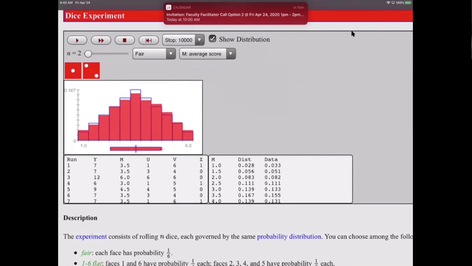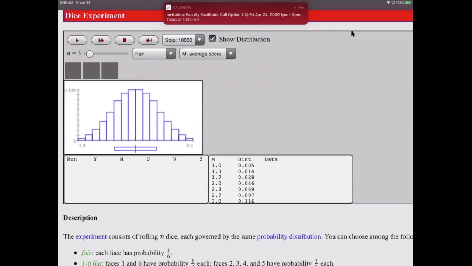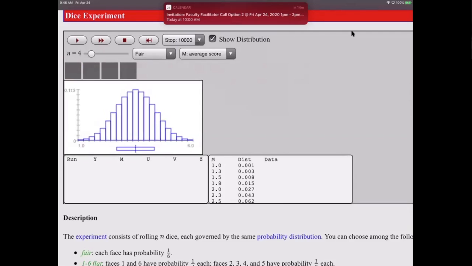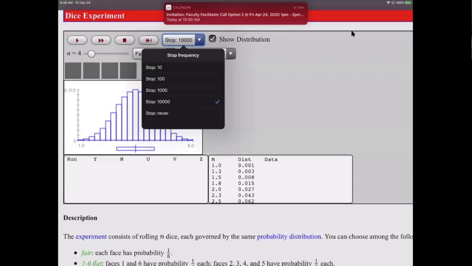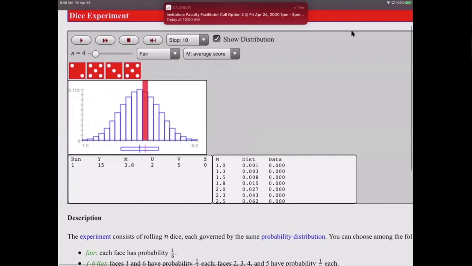The activity that I have is to roll 4 dice. You can see that when you get to 3 dice, it's hard to see that there's a bell forming with curvature. The curves really become apparent with 4 dice. So if I roll 4 dice just one time, there are the 4 dice, and the average is down here under run. It looks like the mean is the 3.8 that you see under the M. So that's the mean of 3.8.